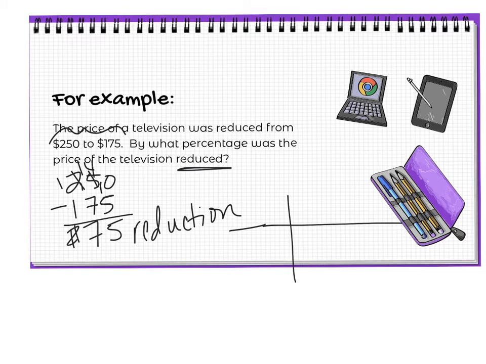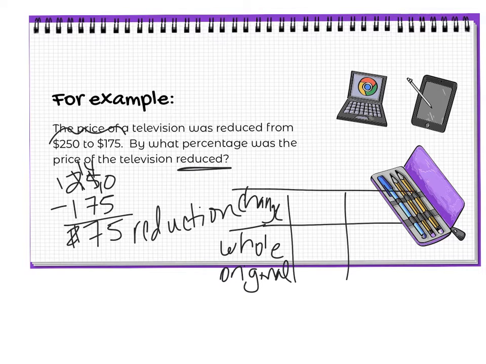I wrote a couple of notes here for myself. So this is the whole amount. This would be what I start with, my original. Okay, and then my part is going to be my change, how much it changed. There's a couple ways you can set this up. If you want to label everything, and I do like to label everything, this is where I'm going to put my money, and this is where I'm going to put my percent that represents that.